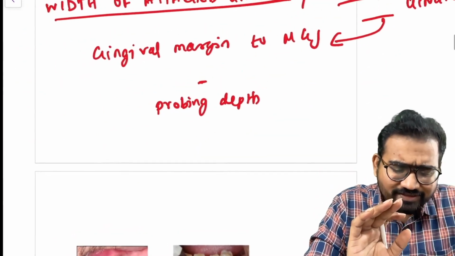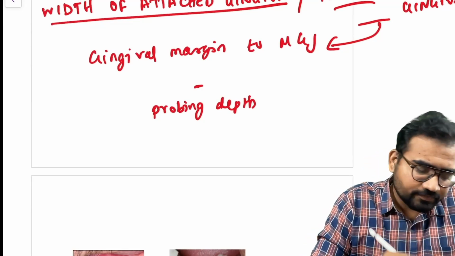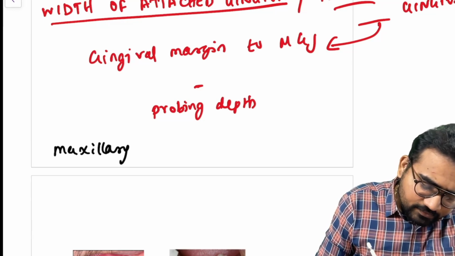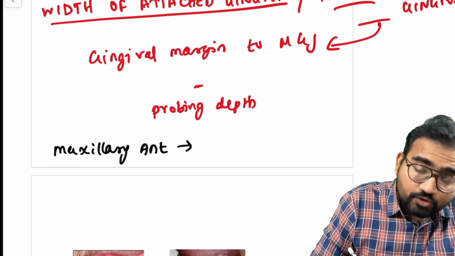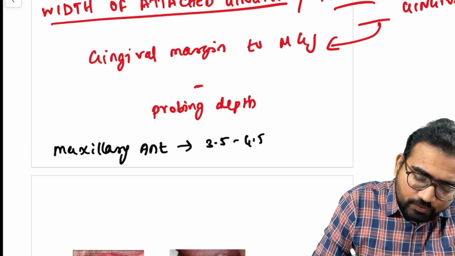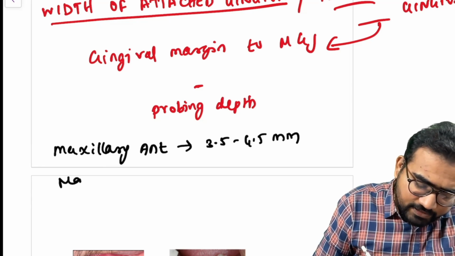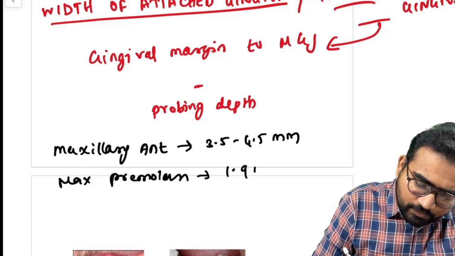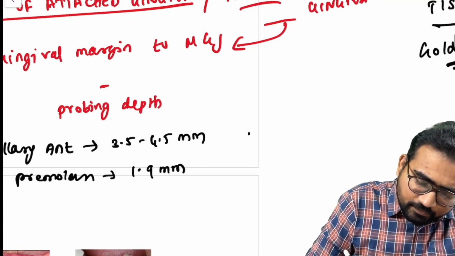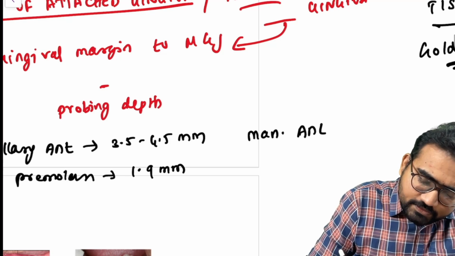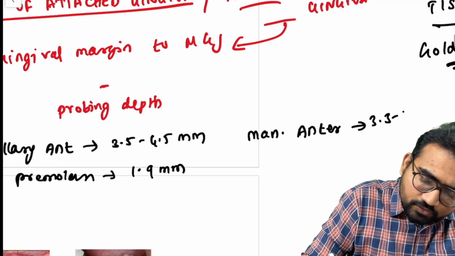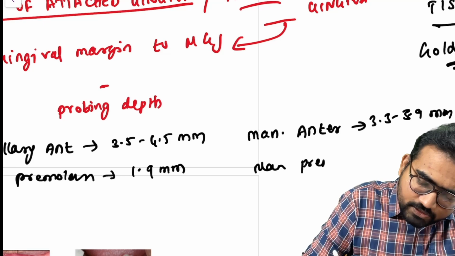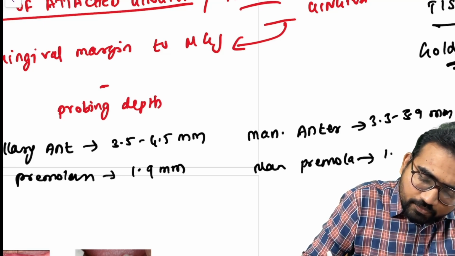So we have learned a few terminologies: width of attached gingiva and width of keratinized gingiva. So what is a normal value of the width of attached gingiva? Maxillary anteriors, it's going to be 3.5 to 4.5 mm. Maxillary premolars and posteriors, it's going to be 1.9 mm. Mandibular anteriors, it's going to be 3.3 to 3.9 mm. And mandibular premolars or posteriors, it's going to be 1.8 mm.